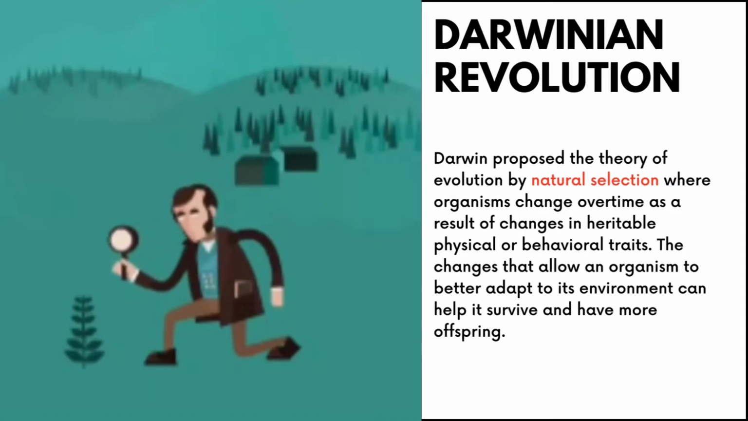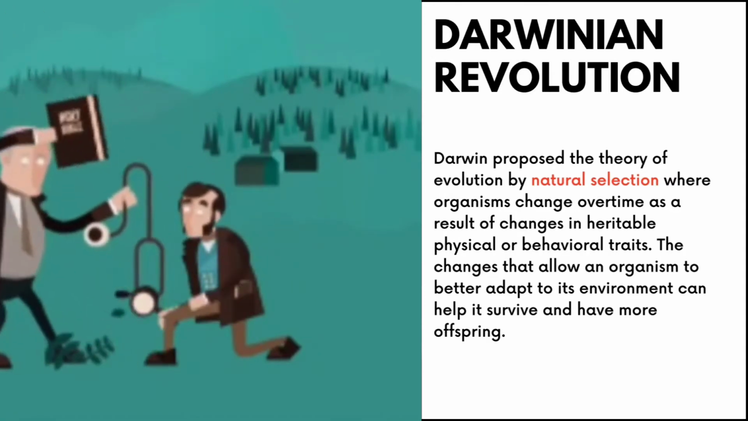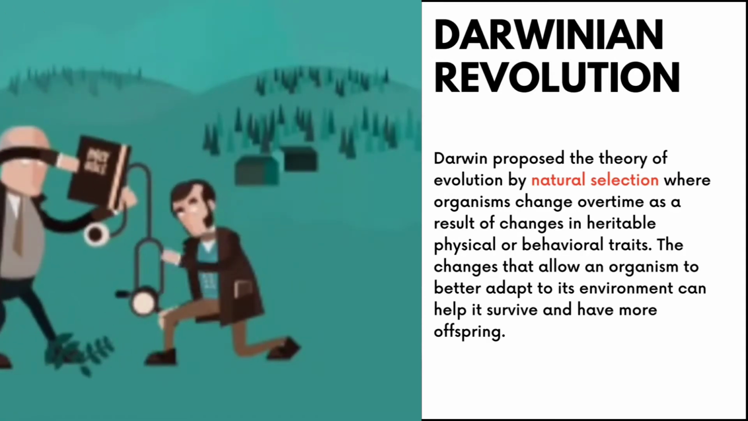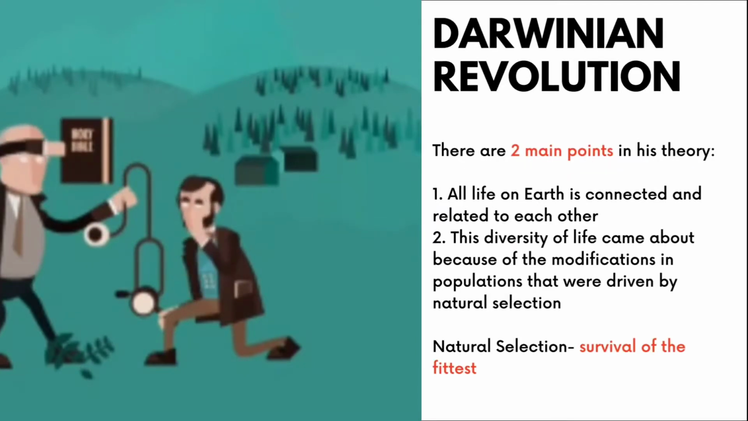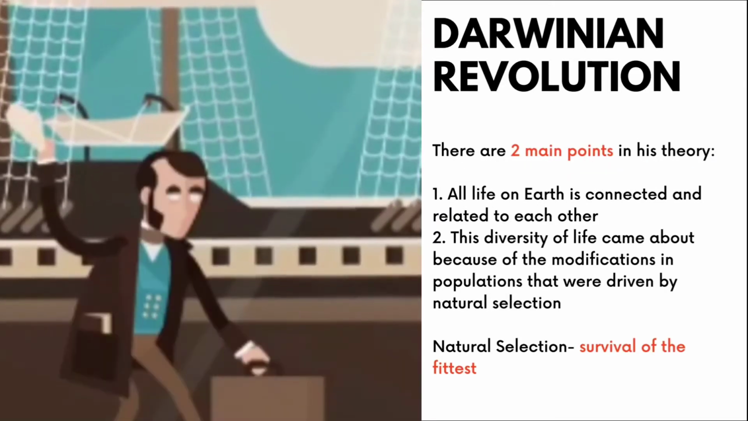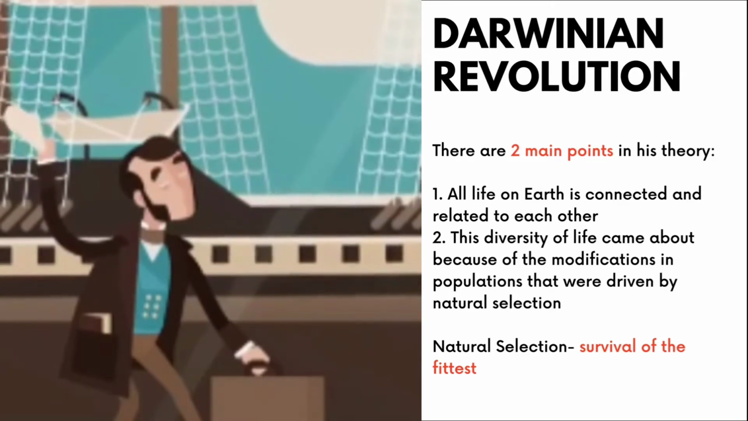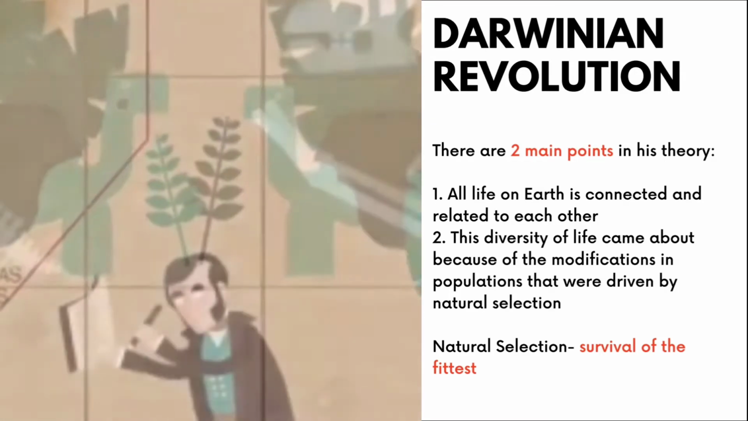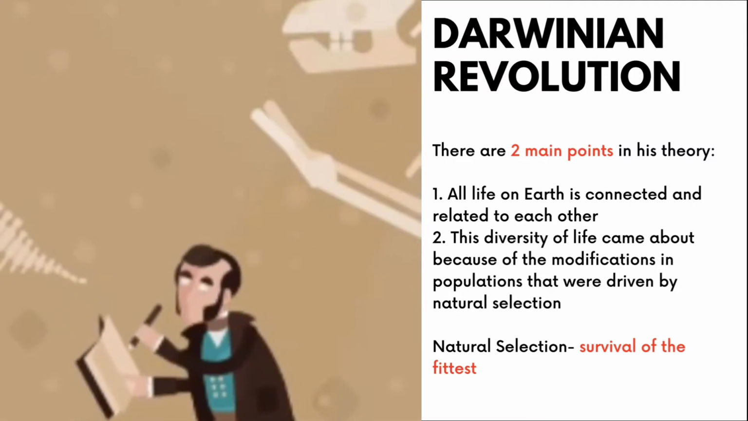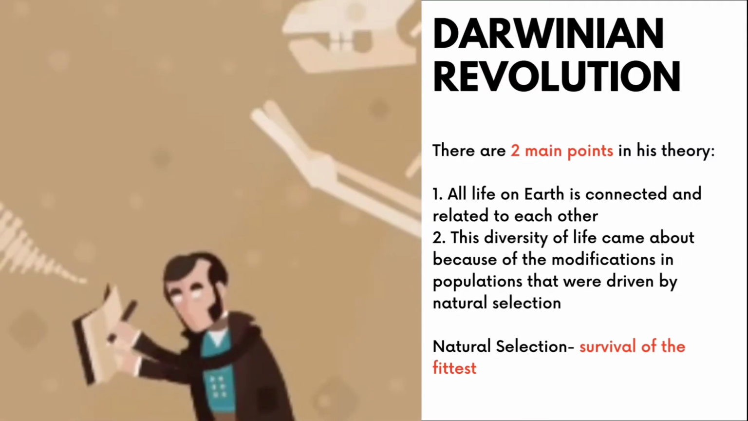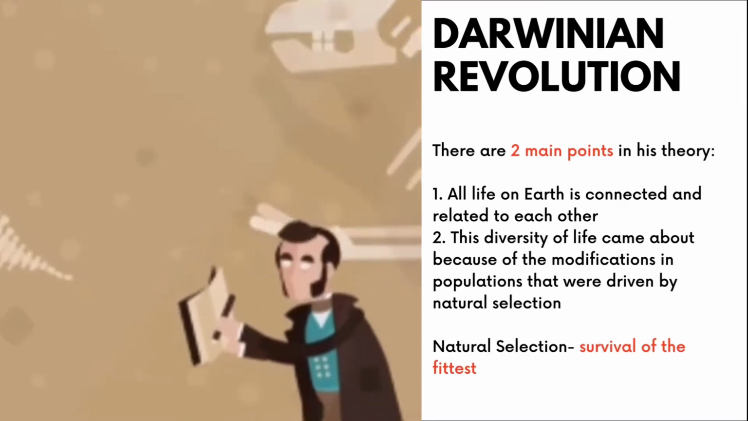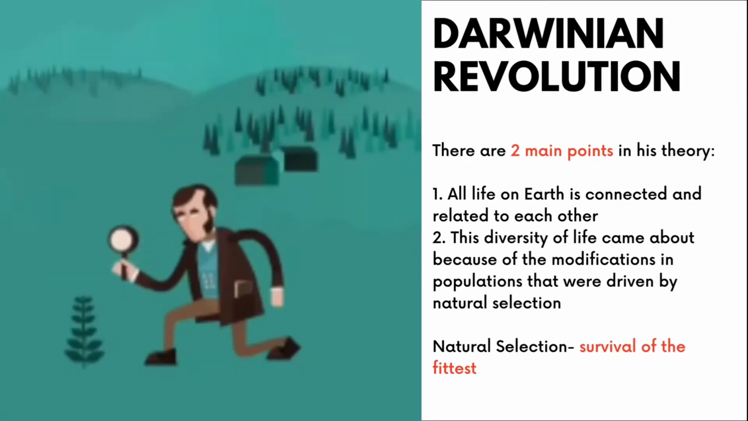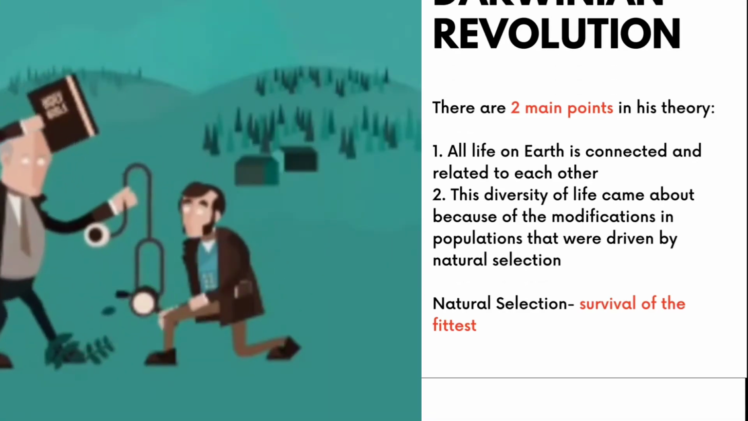The changes that allow an organism to better adapt to its environment can help it survive and have more offspring. There are 2 main points in his theory. 1. All life on Earth is connected and related to each other. 2. This diversity of life came about because of the modifications in populations that were driven by natural selection. Natural selection is often described as survival of the fittest, where fitness refers to the ability to survive and reproduce.